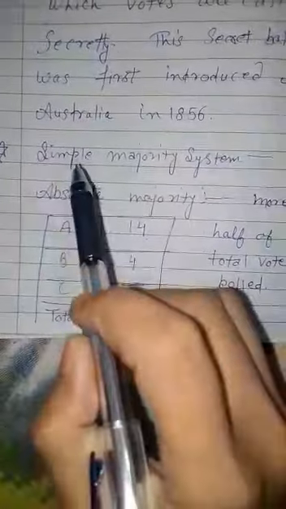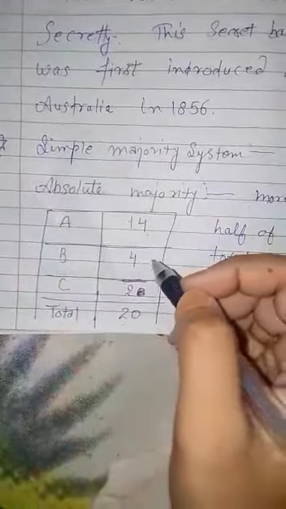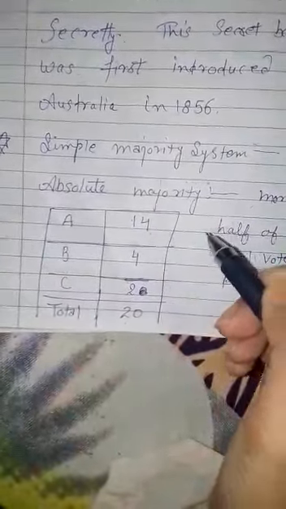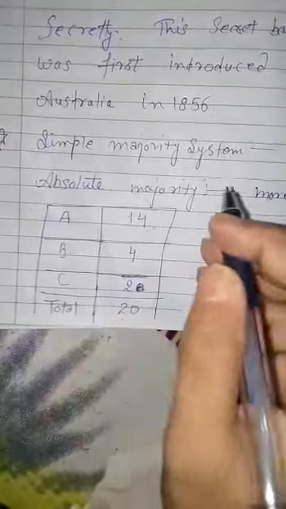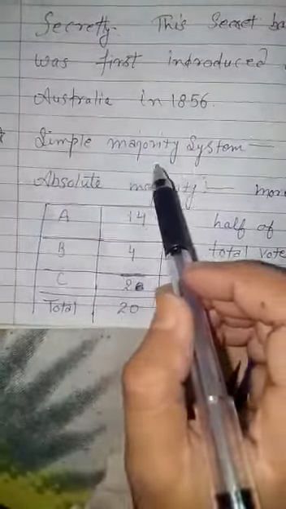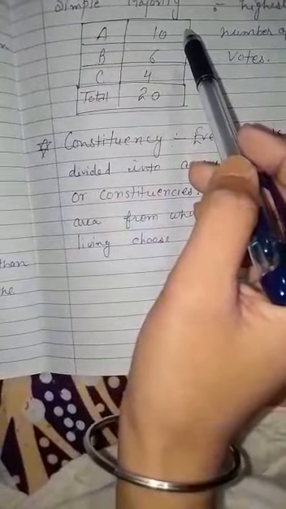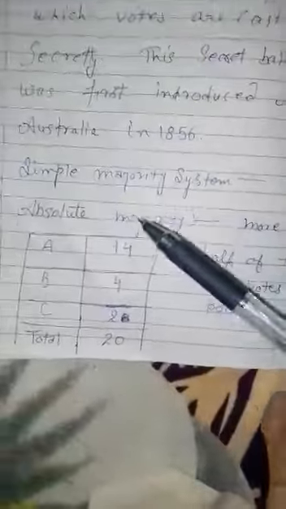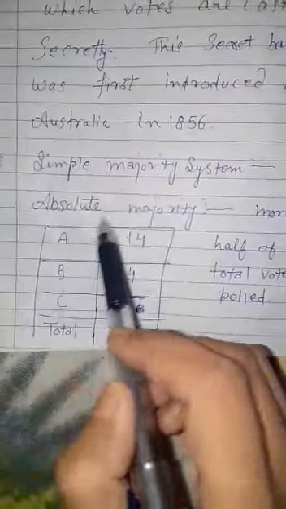Now next we will read about simple majority system. How many votes should a candidate get to win an election? There can be different criteria for this. The absolute majority system and the simple majority system are two such systems. First we will discuss absolute majority.